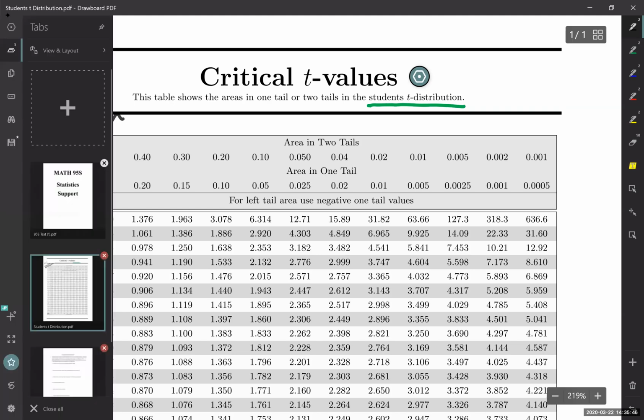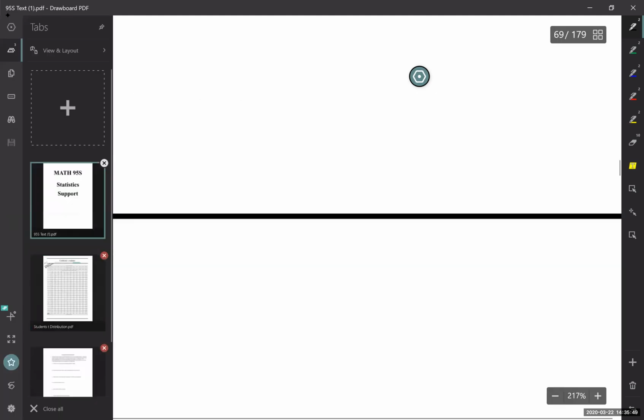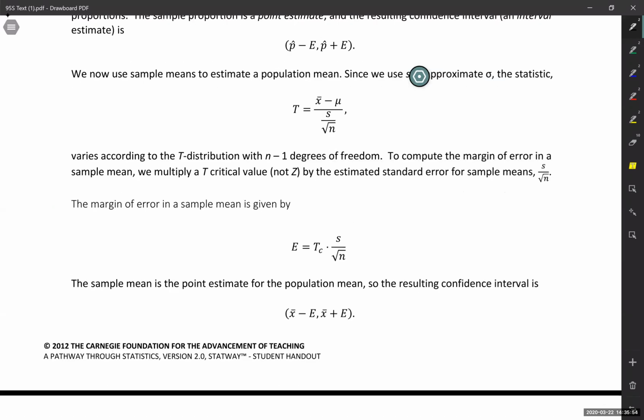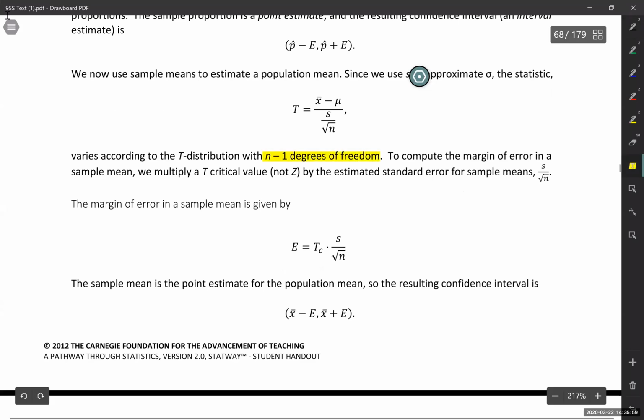And so looking back here at the packet, it says the degrees of freedom is n-1. And then we are using a t critical value, not z. Okay, anyways, we need n-1 as our degrees of freedom, and we are using a t critical value.